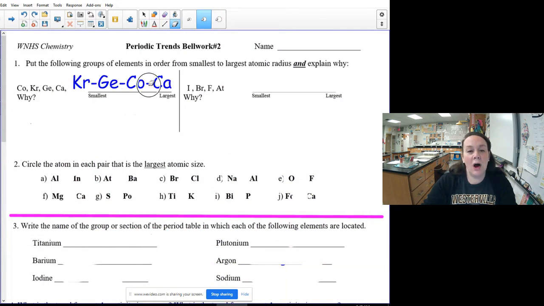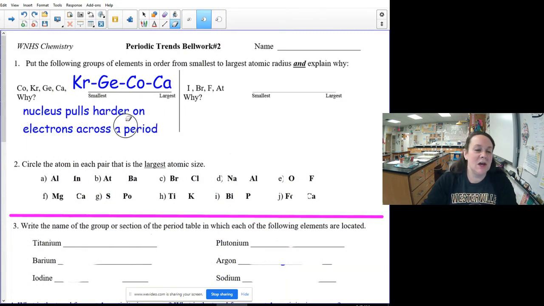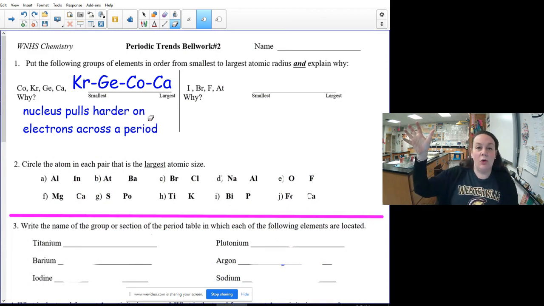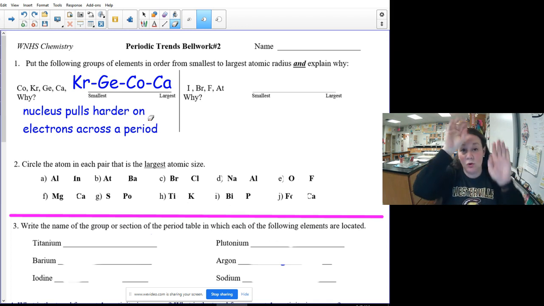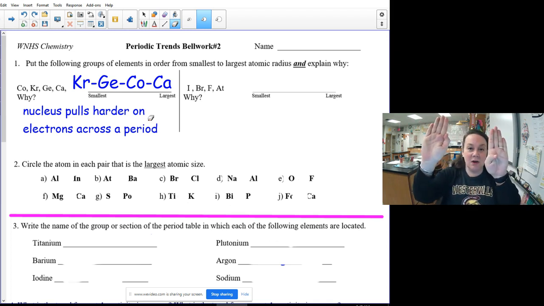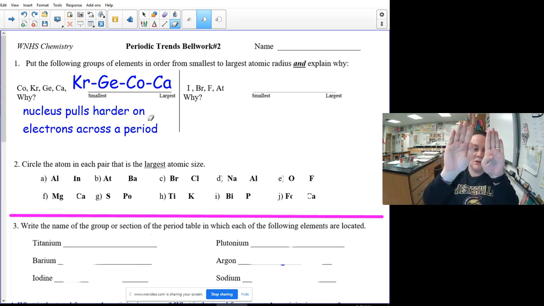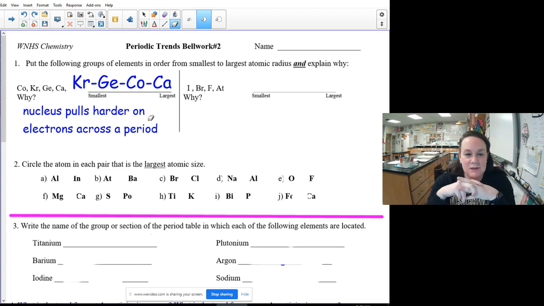The reason why it gets smaller as you go across is because the nucleus can pull harder on the electrons as you go across the periodic table. As you have more positives and negatives, it becomes a bigger pull, so it can actually shrink the size of that atom to make it smaller.